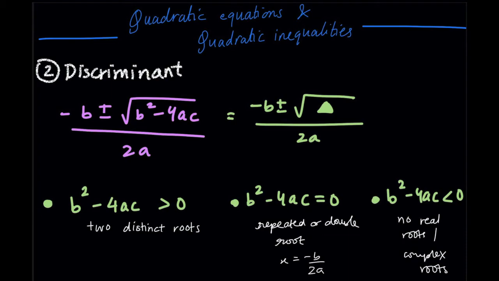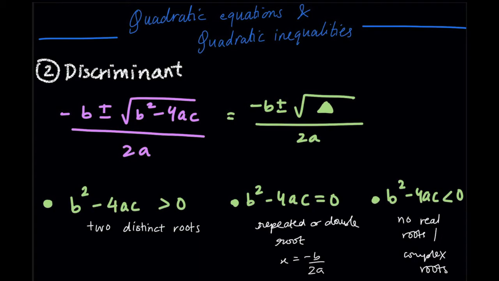But anyway, the portion that's under the root, which is b squared minus 4ac, is what's considered the discriminant. So we can rewrite the quadratic formula in terms of the discriminant by saying negative b plus or minus root delta over 2a. And delta is something we use to represent the discriminant in math. So there's 3 cases with the discriminant.